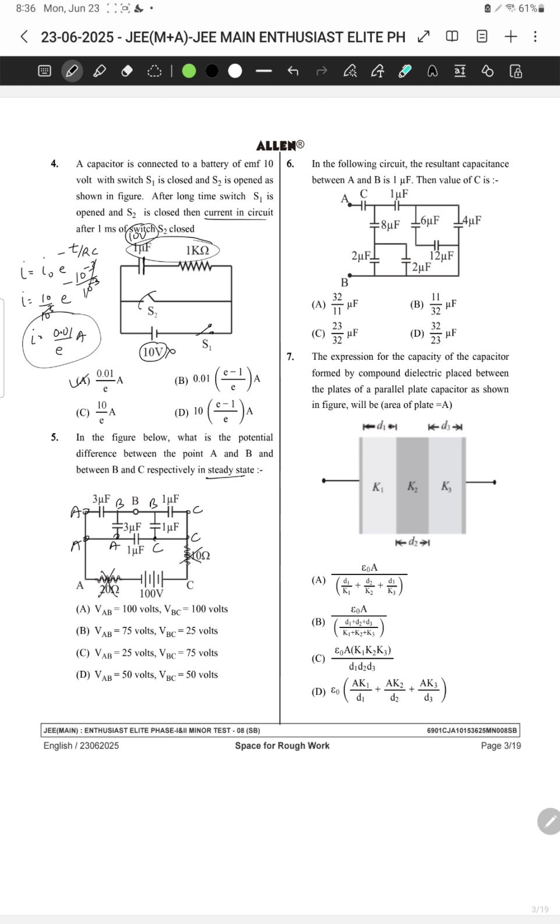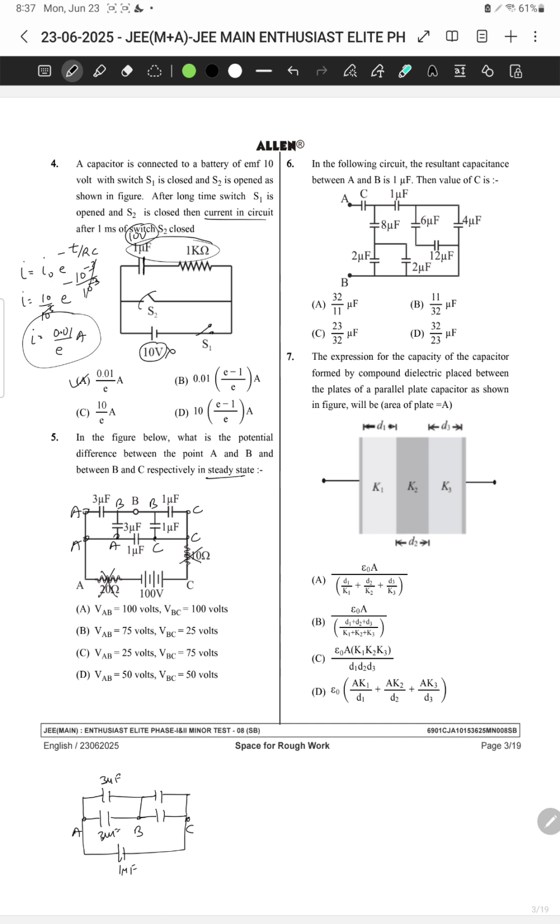Between B and A, so A, B and C. Let's draw like this. Between A and B, there's one capacitor of 3 microfarad. Between A and B, there's one more capacitor of 3 microfarad. Between A and C, there is one capacitor connected of 1 microfarad. Between B and C, one capacitor.